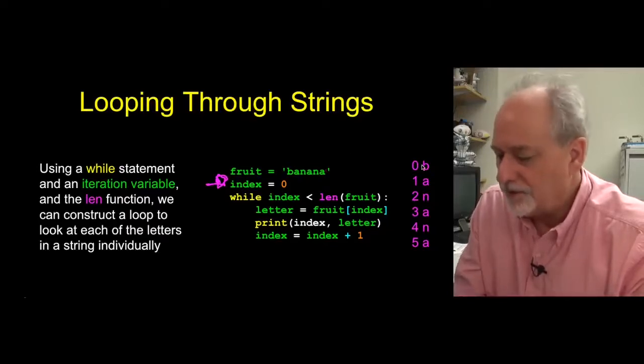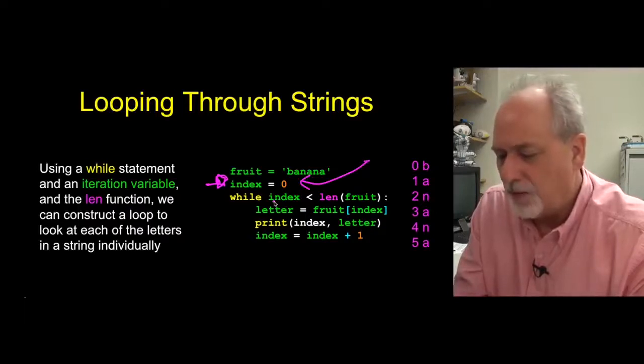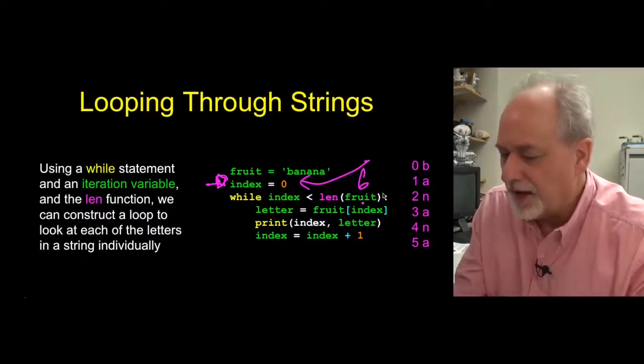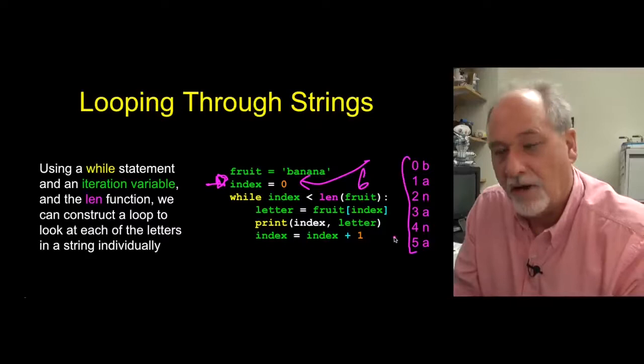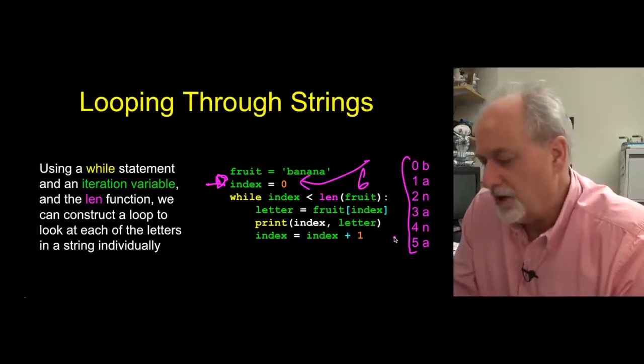And given that we know that these positions are 0 through 5, we can set this to be 0. And then write a while loop while the iteration variable is less than the length of fruit. And remember, this is 6, so it's going to be 0 through 5. 0 through 5 are the values we want to generate.